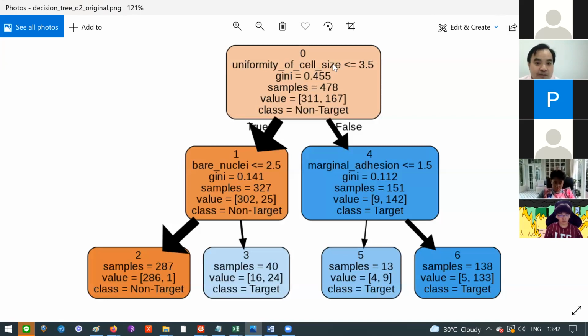Measure uniformity of cell size. If it's greater than 0.5, then it comes over here. Oh, doesn't look very good. But if it's less than 0.5, then it looks good. But again, if bare nuclei is greater than 2.5, that looks bad again. So in this case, orange is better because orange means no cancer. Okay, so that's that.